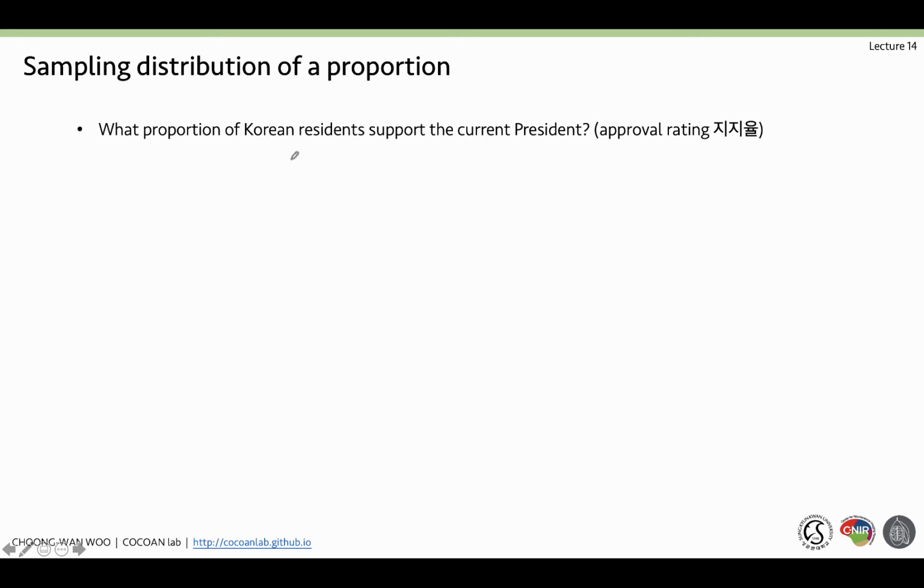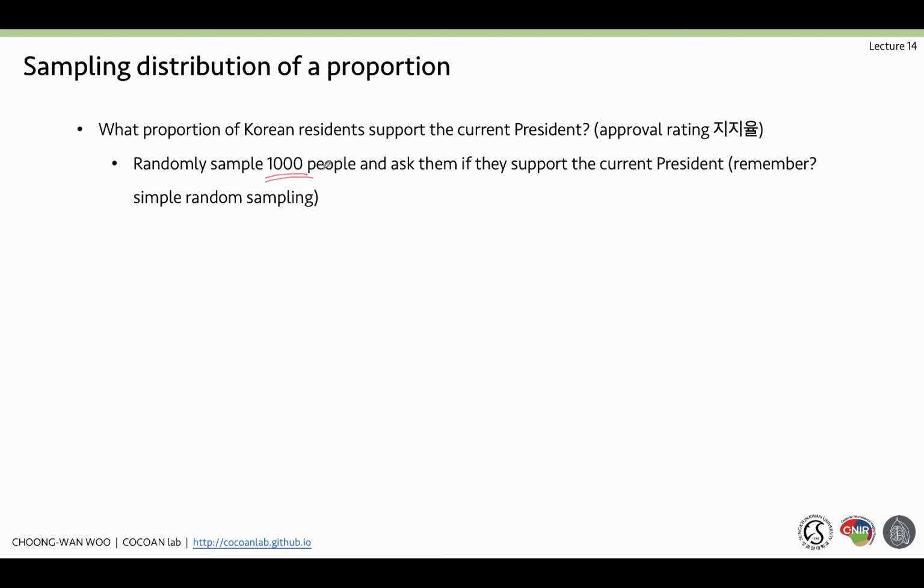The question is, what proportion of Korean residents support the current president? So let's say we really want to know the proportion, the approval rating. This is an actual procedure: randomly sampling a small number of people compared to the population and asking them if they support the current president or not. This is the simple random sampling, right? Just randomly sample part of the population. And let's say you did this and then you found 690 people out of 1,000 people showed support. That means a 69% approval rating, right?